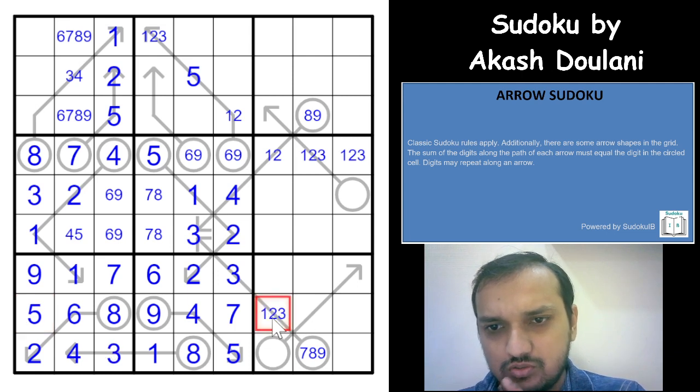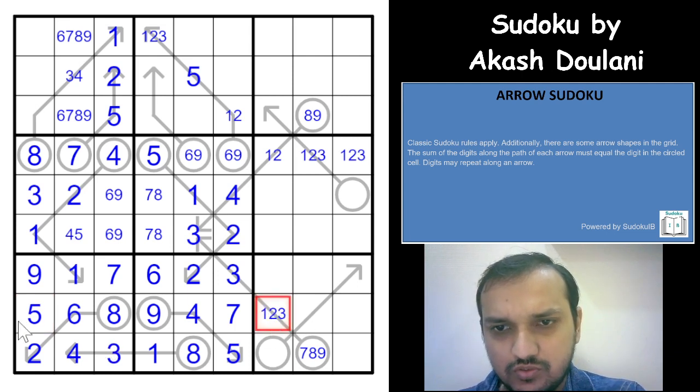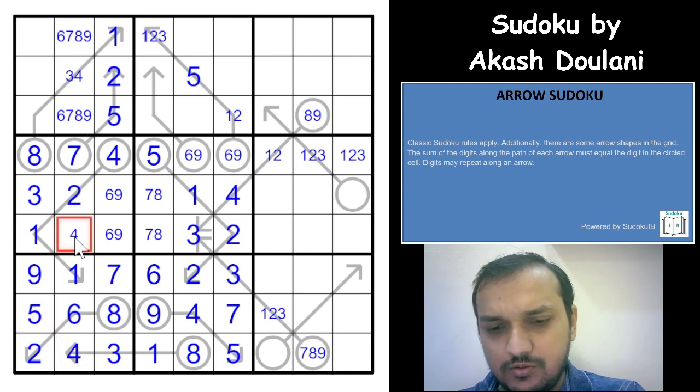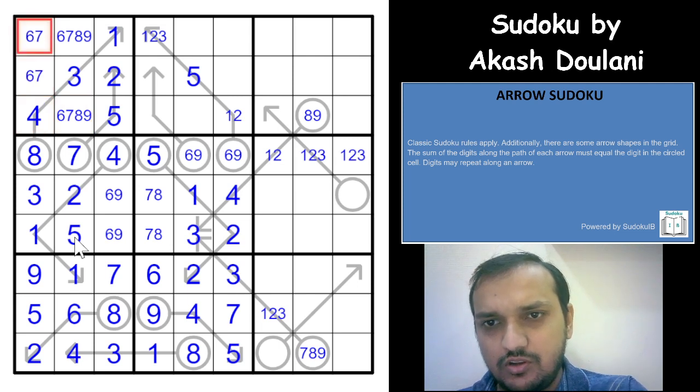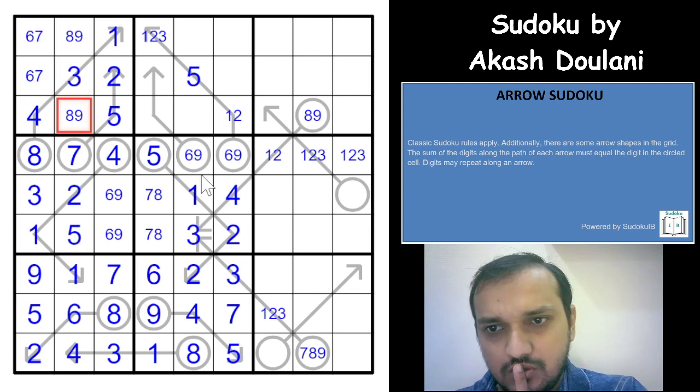So this cell is not eliminated as a 2. This is 5. This was a 5 here. This 4 gives you a 5 here. And that gives you a 3 here. That gives you a 4 here. 6 and 7 in any order. So 6 and 7 are eliminated from these cells. 8 and 9.